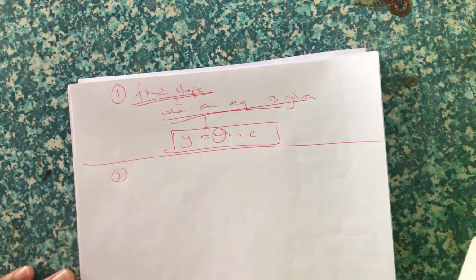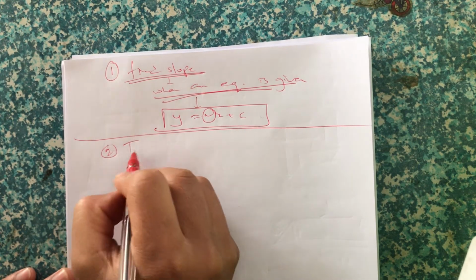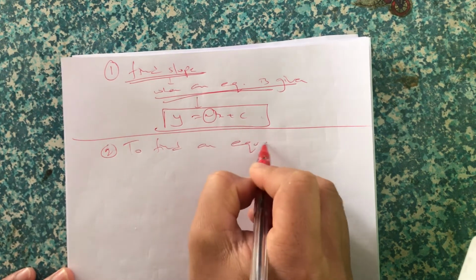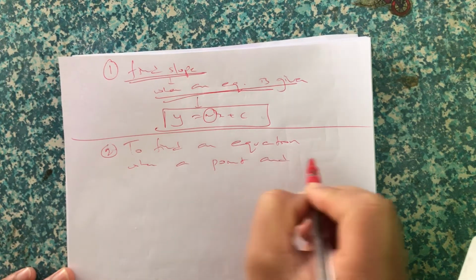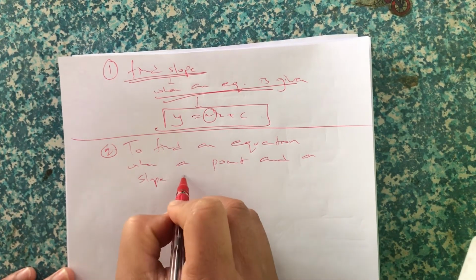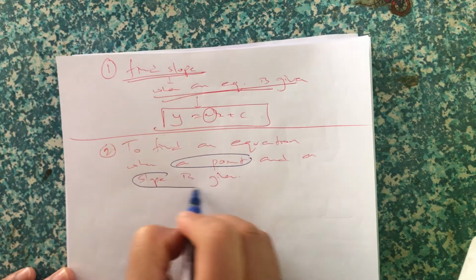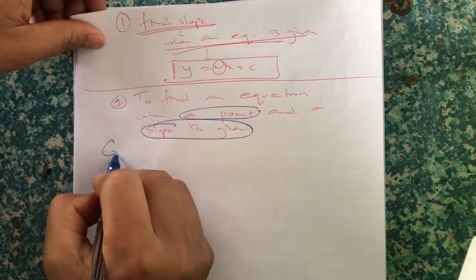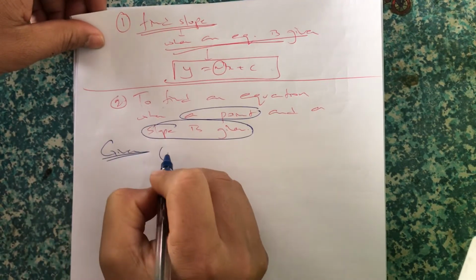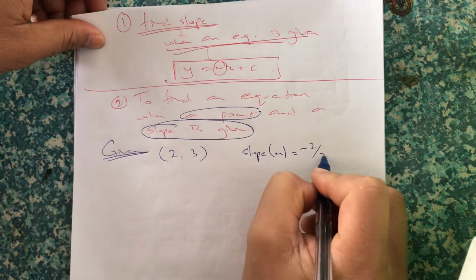Now the second thing that we'll learn is to find an equation when a point and slope is given. So if I have a question where a point and slope is given, then how do I find an equation? Let's say given a point is 2, 3, and then the slope, that is m, is minus 2 by 3.